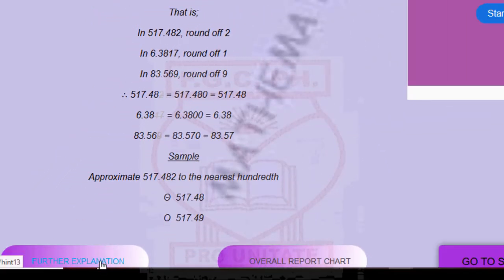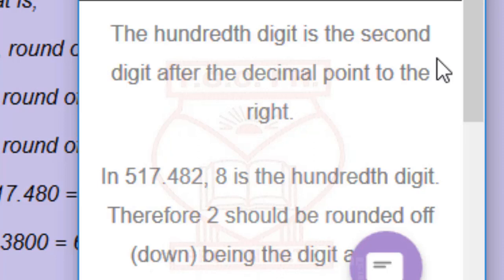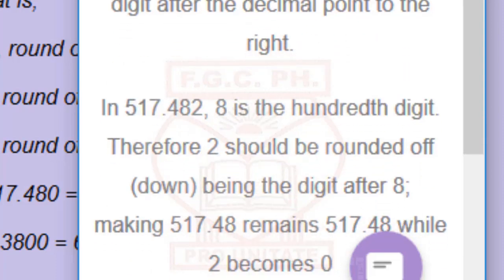On the further explanation page, I believe you'll need to learn here what the 100th digit is. Exactly, the 100th digit is the second digit after the decimal point to the right, and every other thing has already been explained.